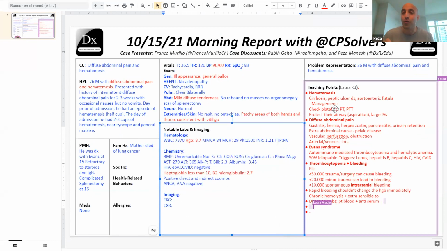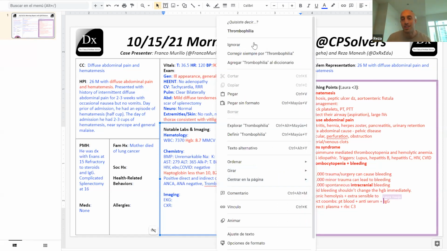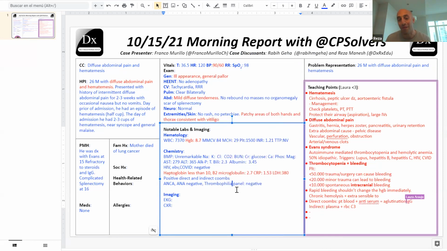The indirect Coombs is you take the plasma, the serum, of the human, and you mix it with healthy red blood cells to see if there's agglutination. And that's more consistent with the C3. So this patient is showing us a mixed pattern of autoimmune hemolytic anemia. So anyways, the immune system is revved up. We need to calm it down. But what's going on with the GI bleed, and what's going on with the abdominal pain?